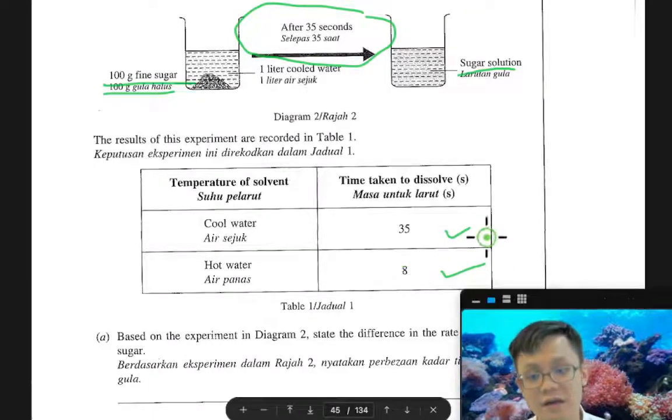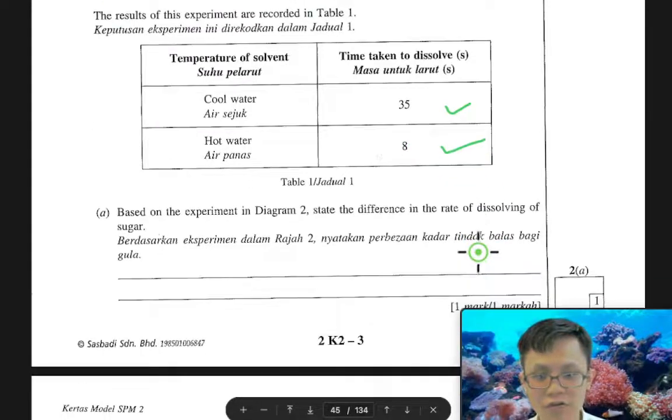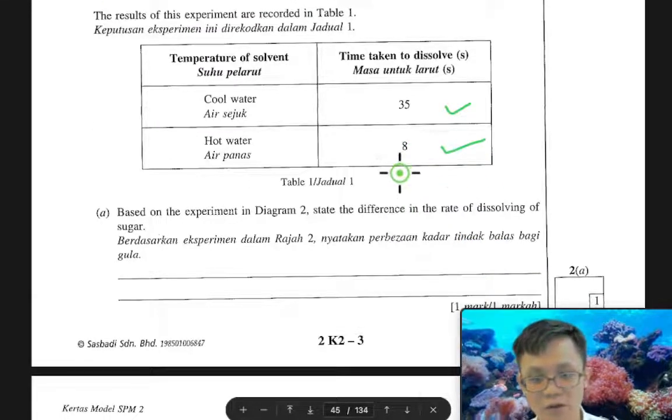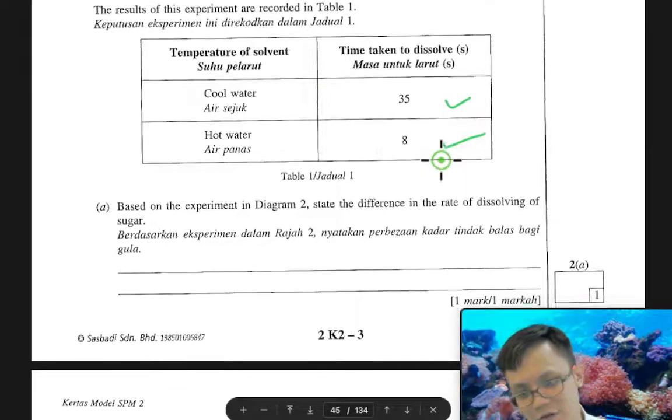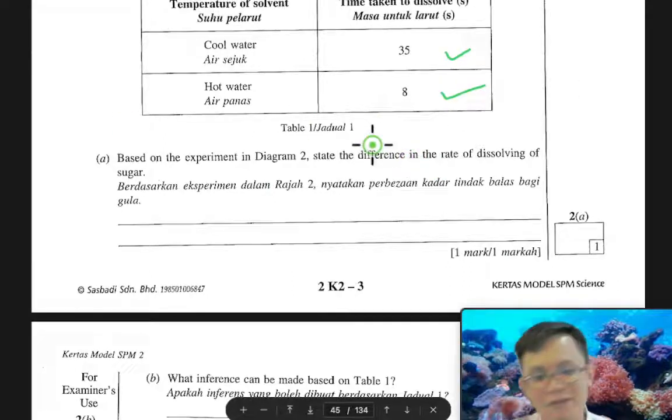That's why we cook Milo. Whatever thing you want, you put hot water. But I don't know whether the hot water will destroy the vitamin C or not. So anyway, Milo is not that healthy also.